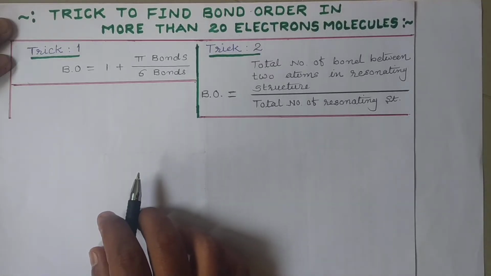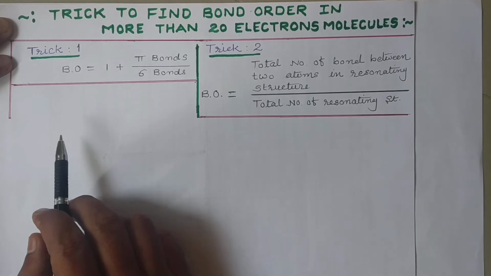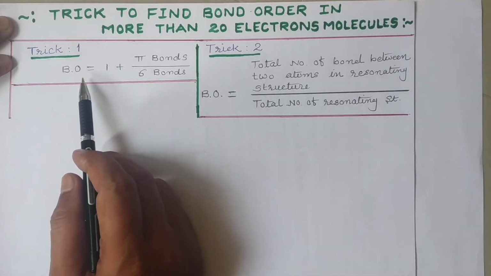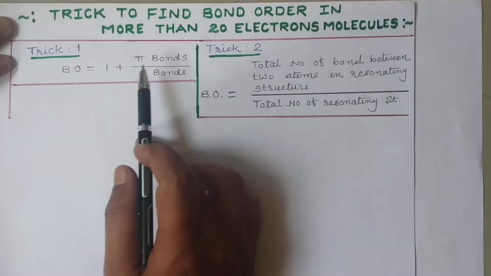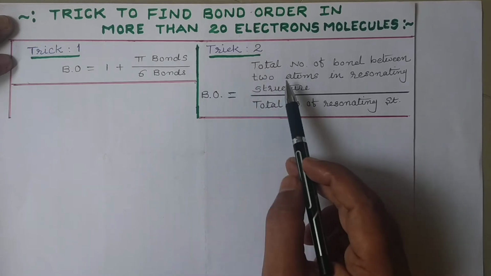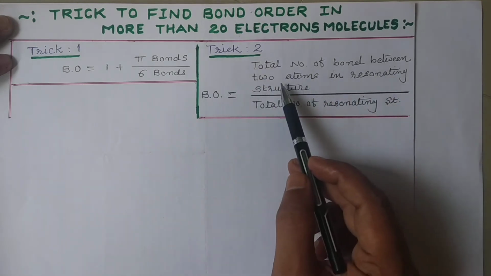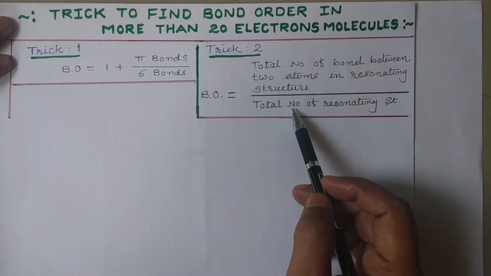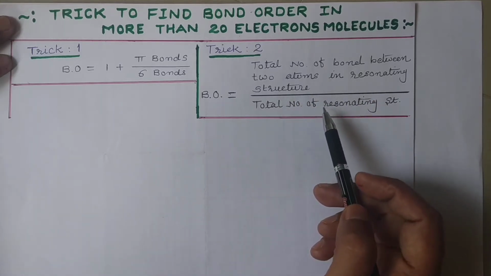Good morning, student. Today we will discuss a trick to find a bond order in molecules with more than 20 electrons. Here we will apply two tricks. Trick 1 is bond order is equal to 1 plus pi bond upon sigma bond, and trick number 2 is total number of bonds between two atoms in resonating structures upon total number of resonating structures.